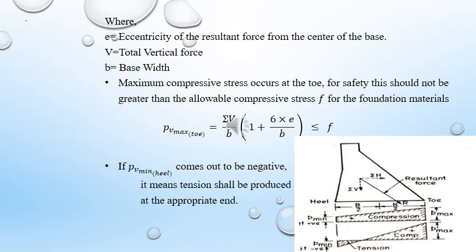So, the P_B maximum at the toe, this is the summation of V by B (1 plus 6e by B). So, that should be less than or equal to f. If the P_B minimum at the heel comes to be negative, it means the tension will be developed at that point.